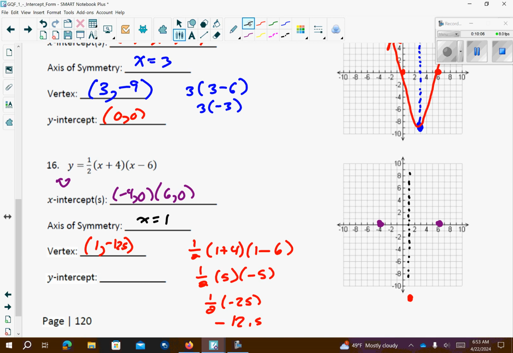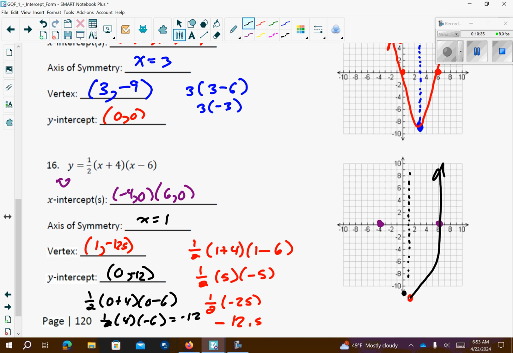If I wanted to find where it's going to cross the y-axis, I'm going to plug 0 into my entire equation. So I had half, and then 4, and then negative 6. So 4 times negative 6, negative 24. Half of that is negative 12. So it's right next to it like that. And then you draw your parabola in.